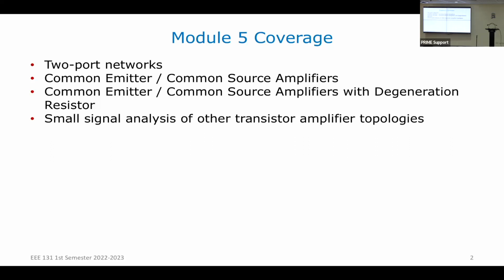And then we're going to take up the small signal analysis of other transistor amplifier topologies. So take note that we are no longer going to separately treat the MOSFET and the BJT. They are now going to be treated at the same time, because there are similarities between the MOSFET topologies and the BJT topologies. So we're going to take that up at the same time.